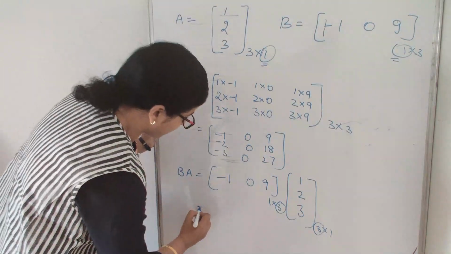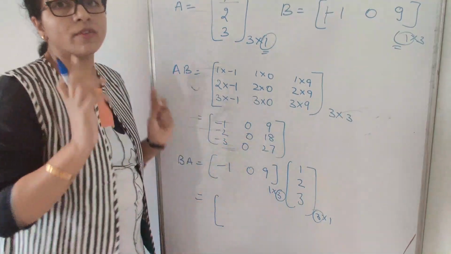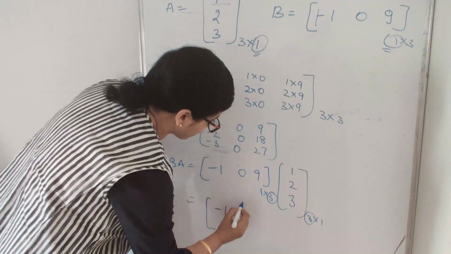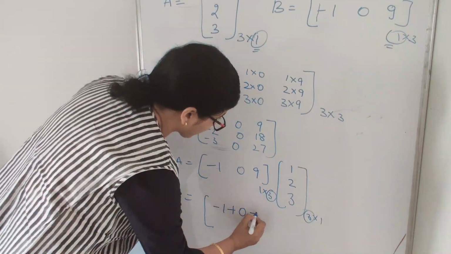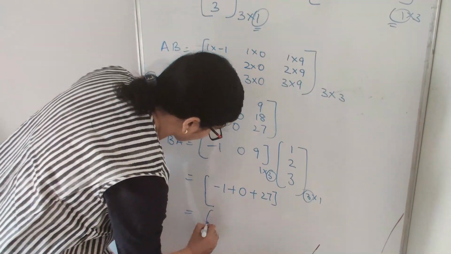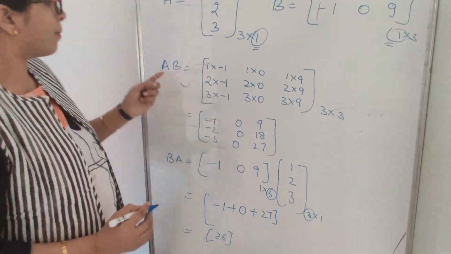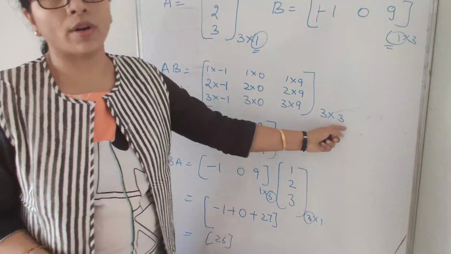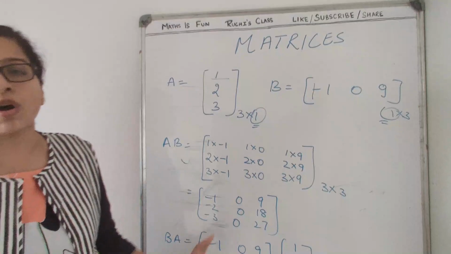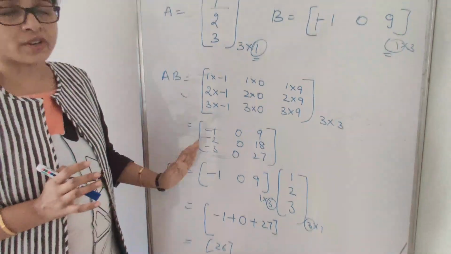Okay, so it means the row will be multiplied by the column. It means only one element will be there in such a matrix. So it will be minus 1 plus 0 into 2, 0, plus 9 3s are 27. So what is the answer? 26. So BA is a matrix of 1 cross 1 order, but AB is a matrix of 3 cross 3 order. So you can see from here itself we can make out that AB is not equal to BA. Clear? So that is about matrix multiplication.